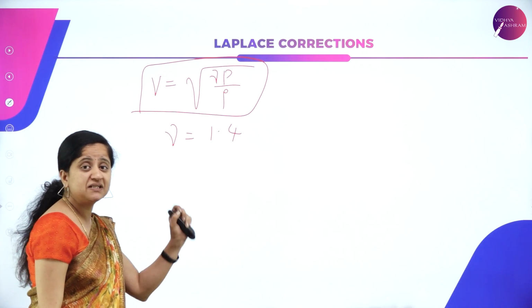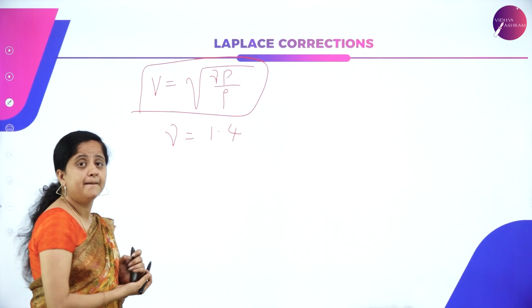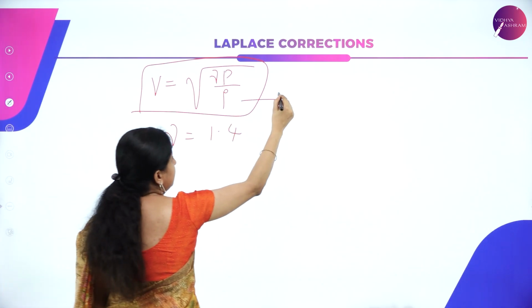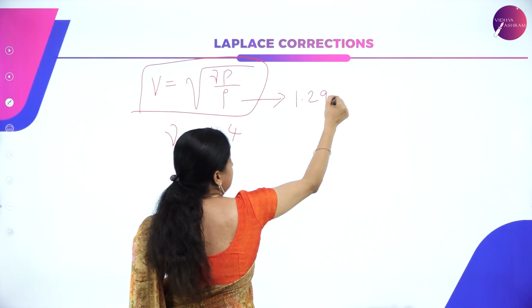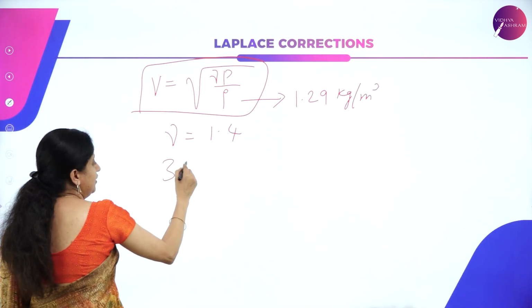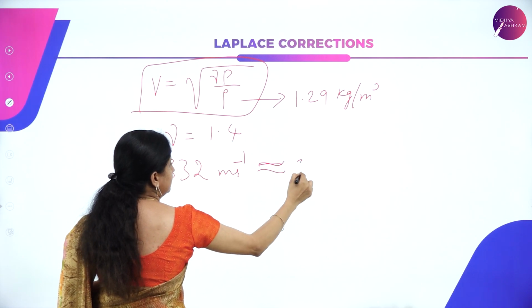So the velocity of sound in air can be calculated by this formula, where gamma is the ratio of specific heats of gases, rho is the density, and P is the pressure. Now, substituting all these values, rho is the density of air, given by 1.29 kg per meter cube. Substituting all the values, we get around 332 meters per second.